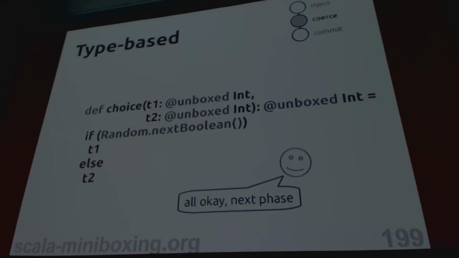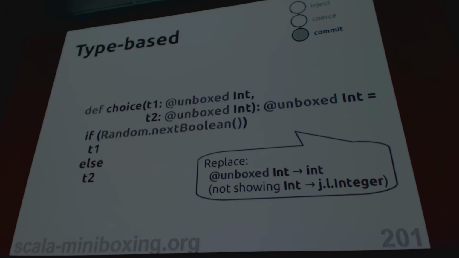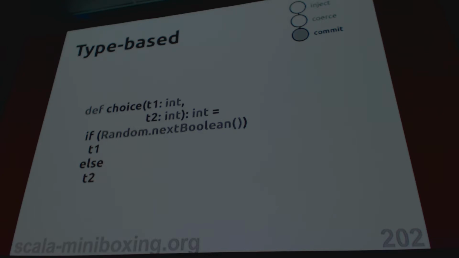Next phase. We got away without introducing any coercions. In the commit phase, it does a very simple thing. It replaces unboxed int by int. We won't go into replacing Scala int by Java lang integers, because that's just plain simple. There's nothing fancy about it. And it will give the final semantics to the coercions, creating a boxed integer and extracting the unboxed integer. Okay, so this is how it looks. Do you remember from the syntax-driven transformation how many steps it took, how many transformations it took to actually get to this code?